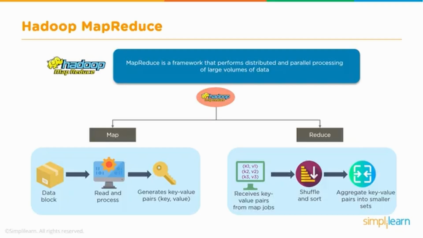So MapReduce is a framework, or you could say a programming model, which is not restricted to being written only in Java. It could be written in Python, or using other programming languages also. So it is a programming model, a framework that performs distributed and parallel processing of large volumes of data. Now this depends on 2 main phases. You have a mapping phase and you have a reducing phase.